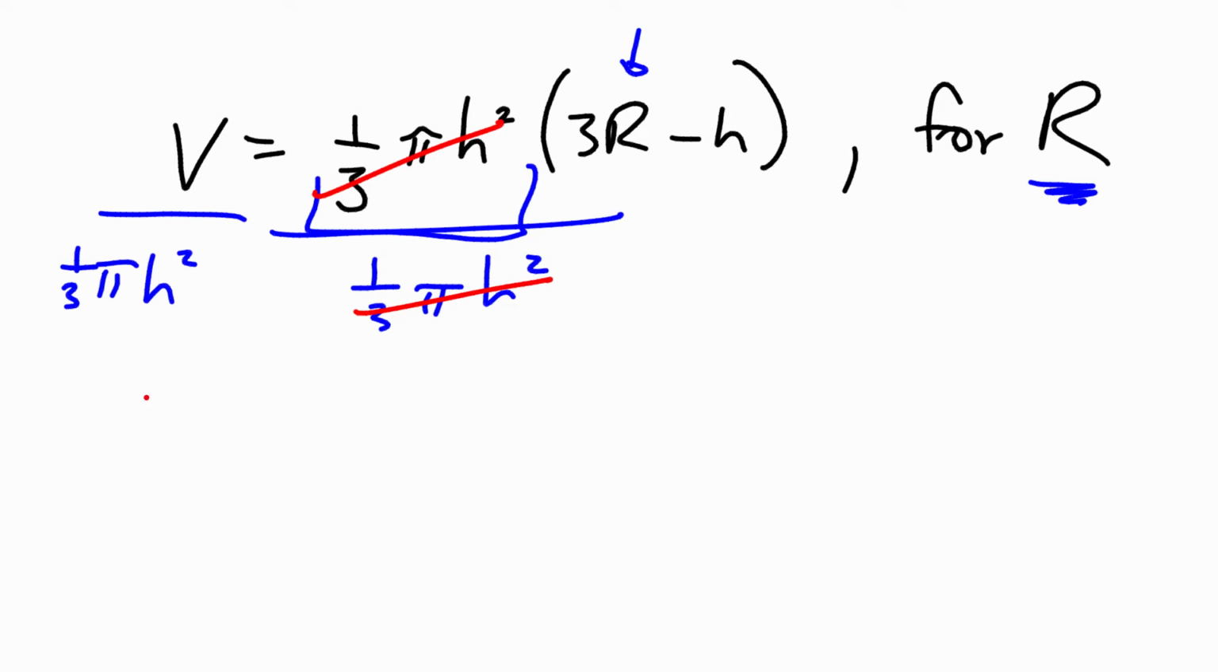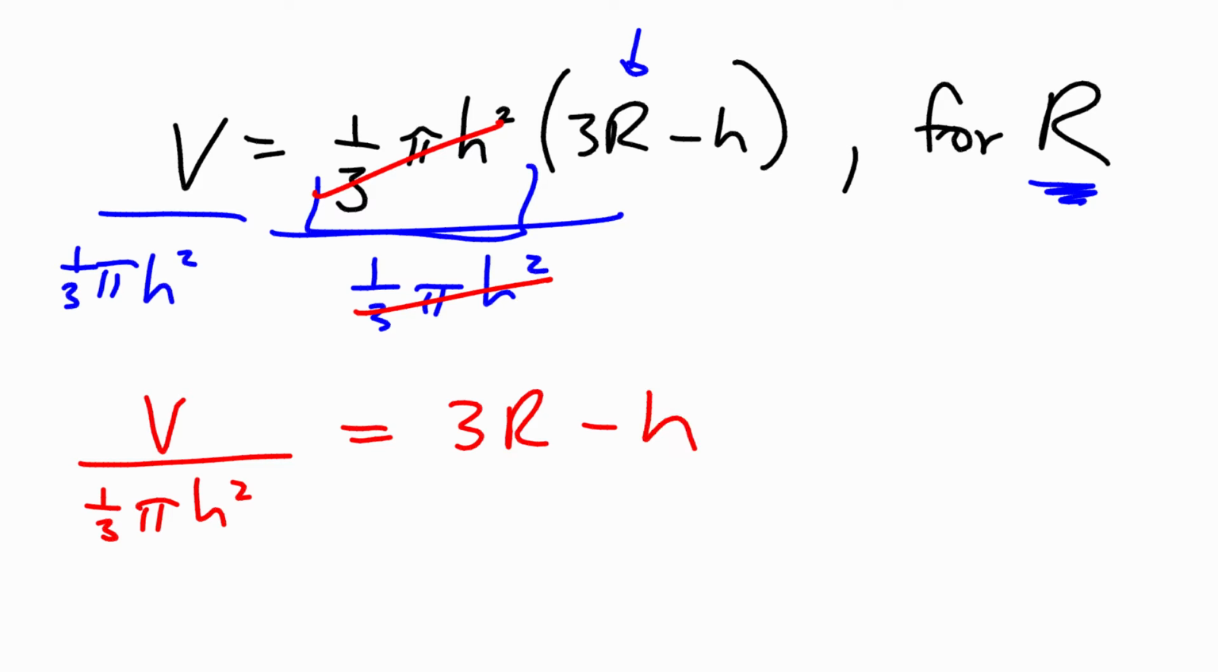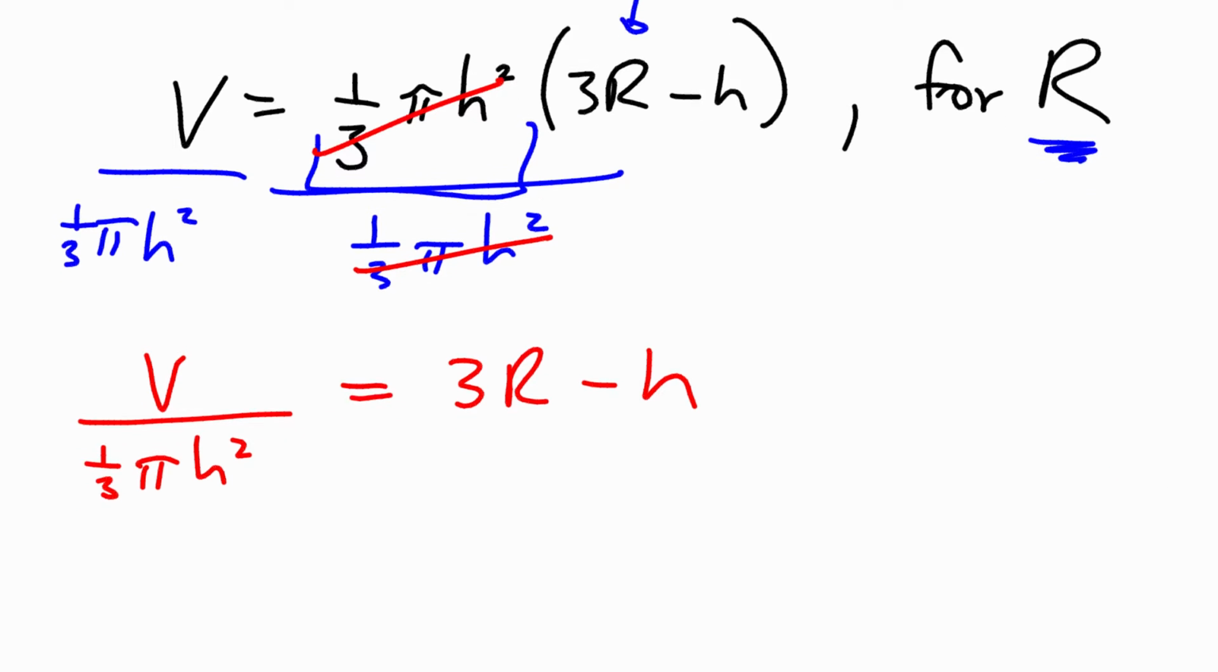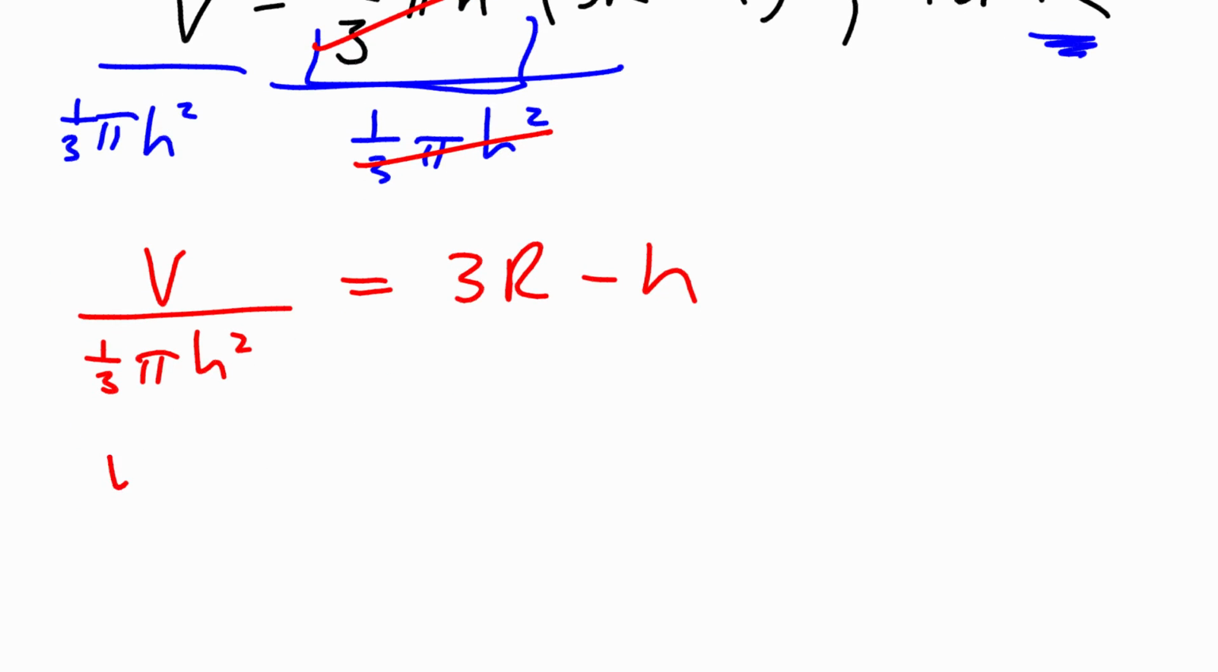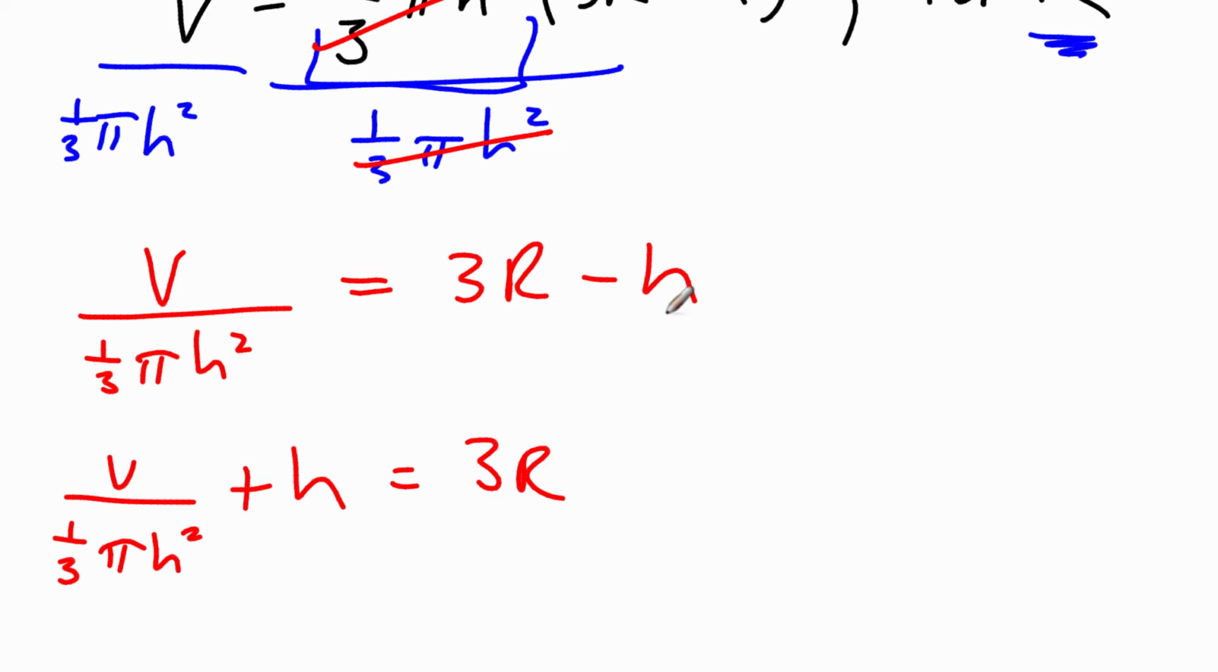So let me write what I've got. V over 1/3 pi h squared is equal to just this stuff in brackets, 3r minus h. Okay, now let's get rid of this h, so I'll add h to both sides. So it'll be v over 1/3 pi h squared, that third bothers me a bit, plus h is equal to 3r. So I got rid of that.